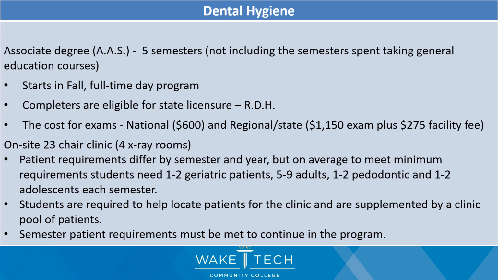Patient requirements differ by semester and year, but on average, to meet minimum requirements, students need 1 to 2 geriatric patients, 5 to 9 adult patients, 1 to 2 pedodontic patients, and 1 to 2 adolescents each semester. Students are required to help locate patients for the clinic and are supplemented by a clinic pool of patients. Semester patient requirements must be met to continue in the program.